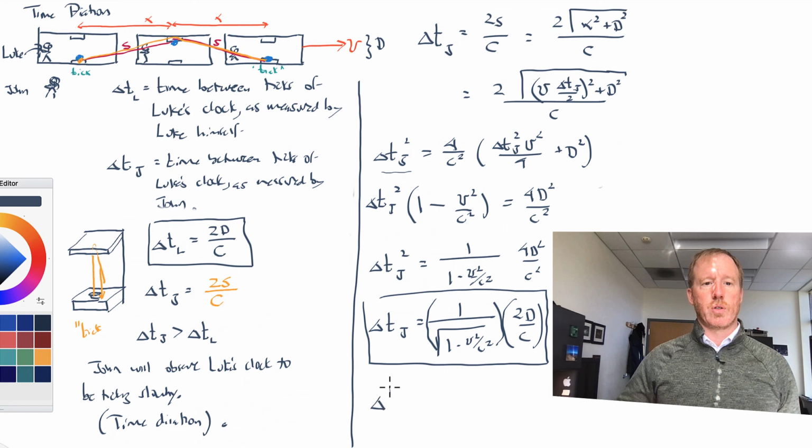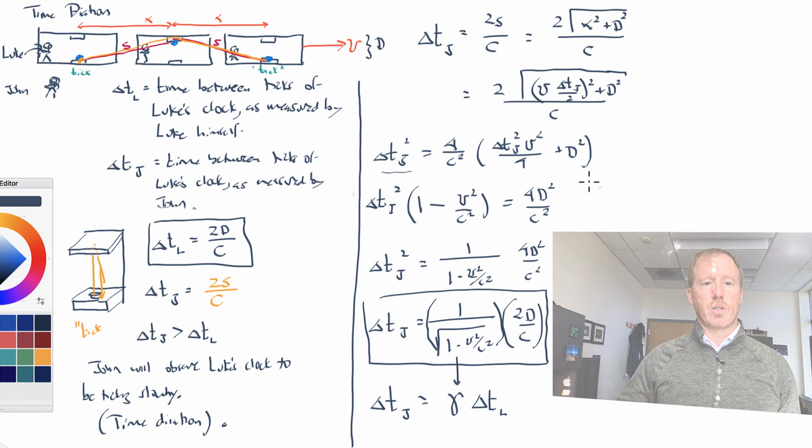So we can write this as delta t John is equal to this factor, and this factor is sometimes called the gamma factor, times delta t Luke. So there's a correction factor that depends on the speed of the ship compared to John. And that is the amount by which the clock rates of ticking differ.